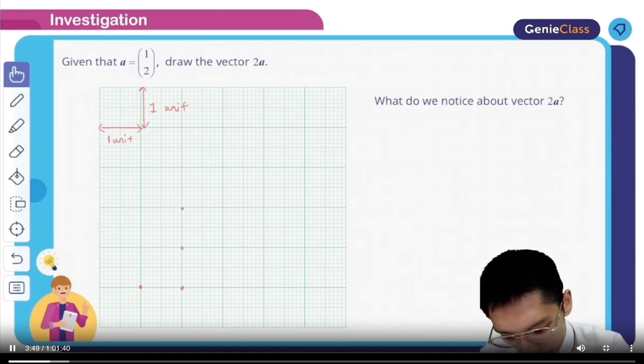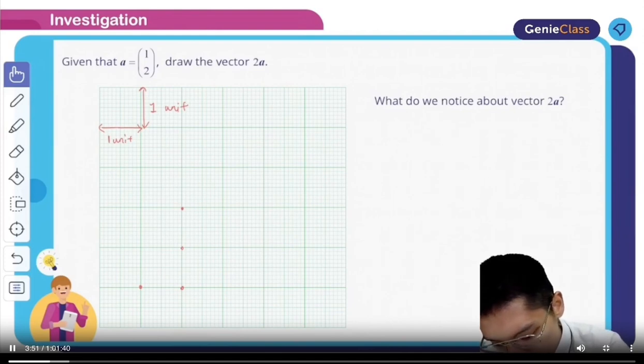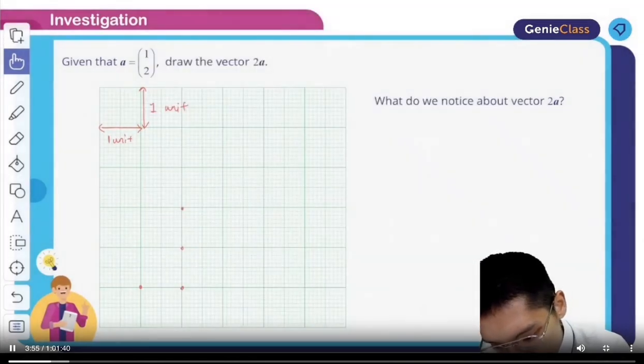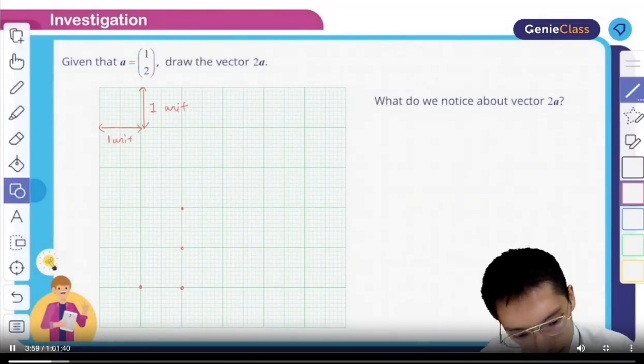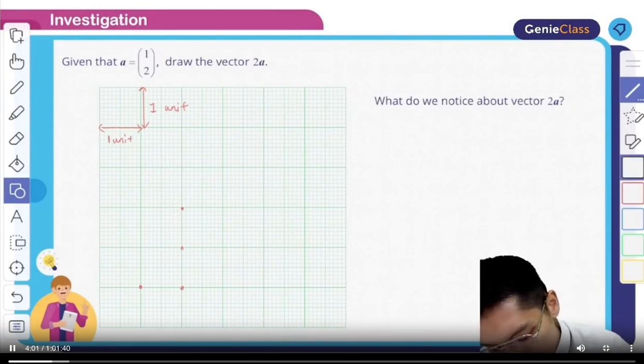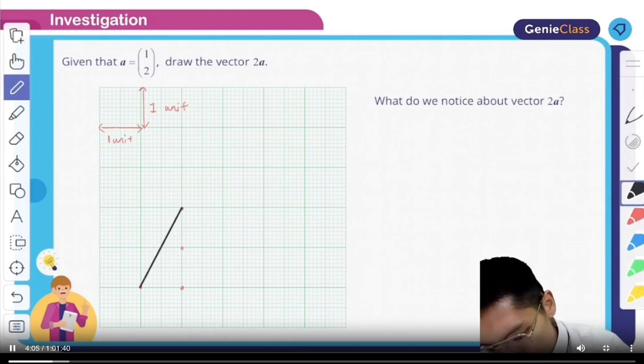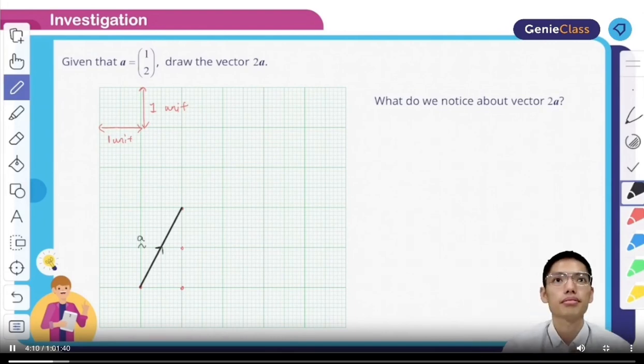Apologies for that. Let me just do some editing. Okay, so my first vector is going to be from here to here. This is A, right? This is my A. Now if I want to draw 2A, guys, what do you think I should do?